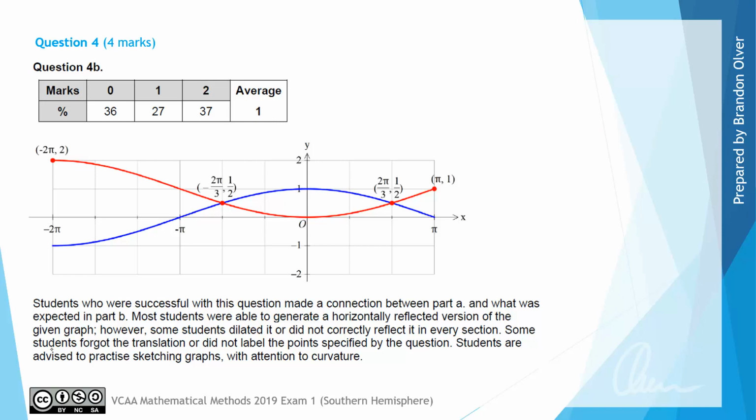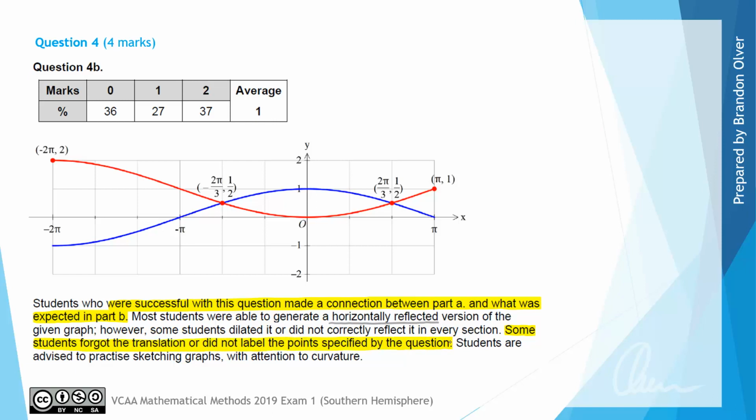And the examiners note that students who were successful with this question made a connection between part A and what was expected or required in part B, which is what we did on the previous slide. The report also notes that most students were able to generate a horizontally reflected version of the graph, which is what we did in grey before we finished off our problem. However, some students dilated the graph or did not correctly reflect it in every section that was required. Some students then forgot about the translation or did not label the points specified in the question, which caused them to lose a mark as well.